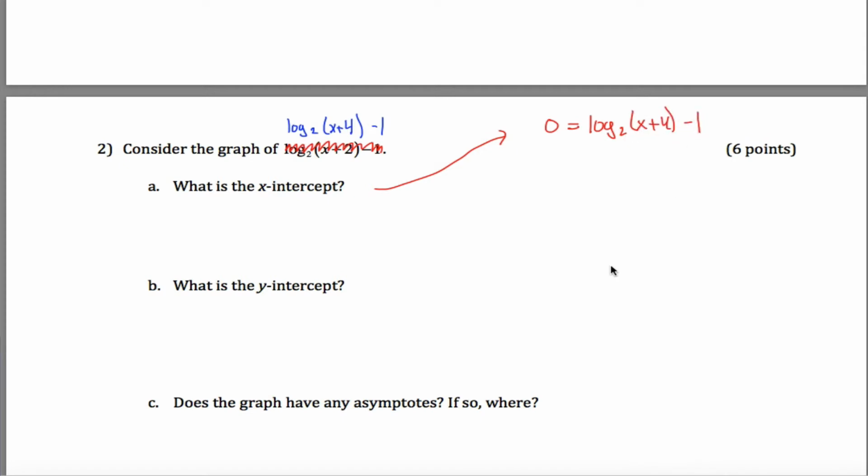Solving equations with logs in them is a little bit challenging, but I think we'll be able to deal with it if you first add 1 to both sides of the equation. Now this is written in logarithmic form, but I would prefer it in exponential form. I can say 2 to the first power is equal to x plus 4. So 2 equals x plus 4, and therefore, if I subtract 4 from both sides, x is equal to -2.